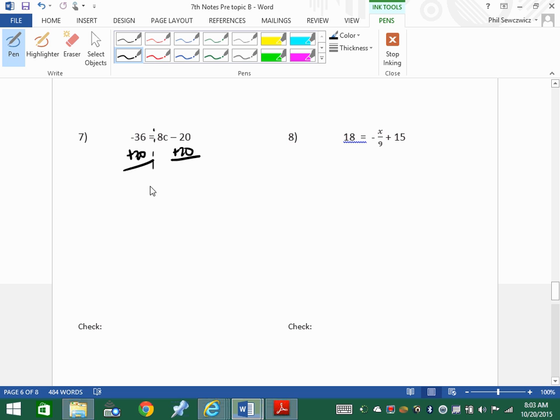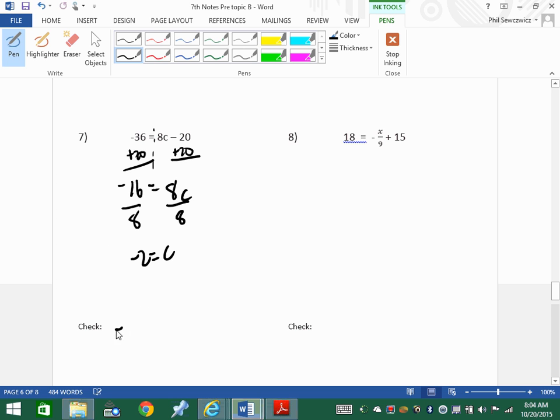Let's clean things up. The only thing that's on the right-hand side is 8c. What's on the left-hand side? Well, what is negative 36 plus 20? Different signs, so we are going to subtract, but keep the sign of the larger number. All right, now to solve for c, what are we going to do here? You're going to divide both sides by 8 because this is a multiplication. To undo multiplication, we do division. So negative 16 divided by 8 is a negative 2, so negative 2 equals c is my answer.